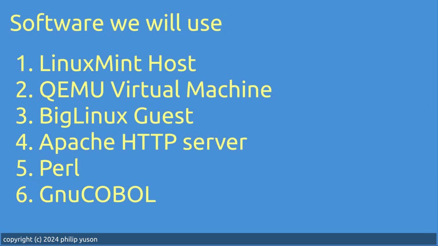These are the technologies that we use for this proof of concept. We are running a virtual machine using a Linux distribution, and we have the Apache HTTP server. Perl is being used only as a demo to confirm that our COBOL program is executing correctly and displaying the right information. And we will be using GNU COBOL, which is a non-mainframe version of COBOL.